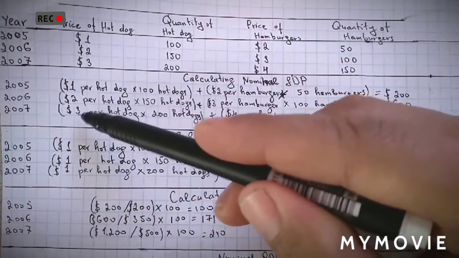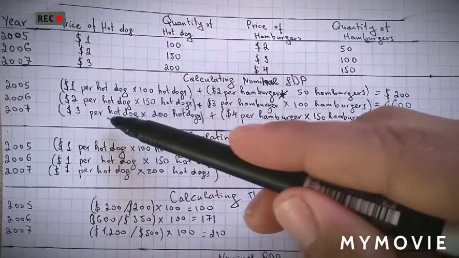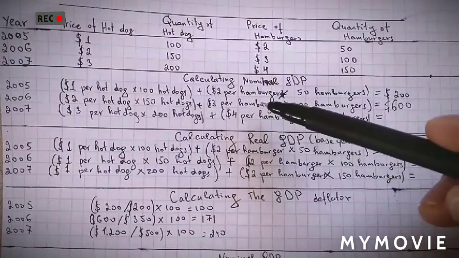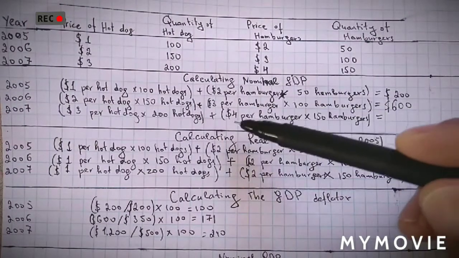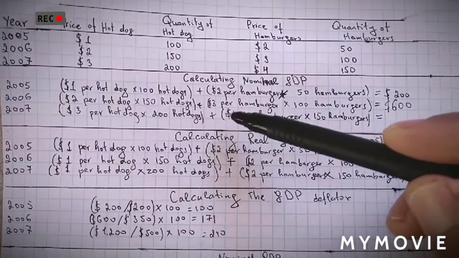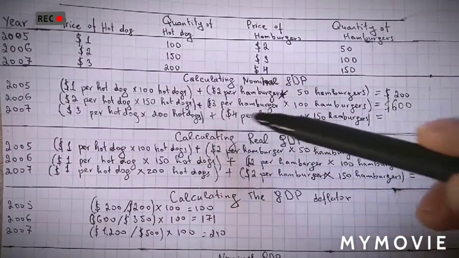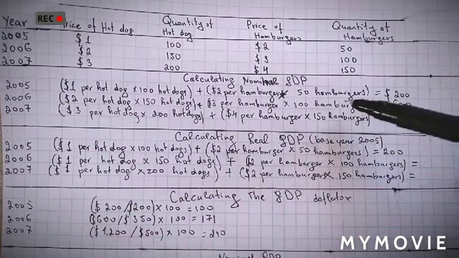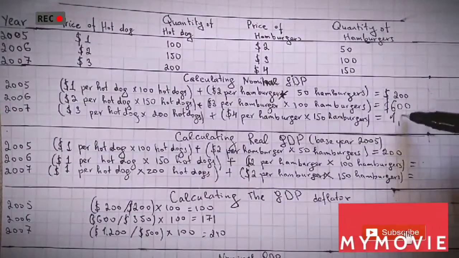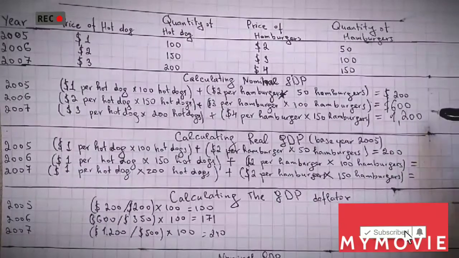In 2007, the price per hot dog has changed, and it is multiplied. The hamburger price has also changed, to $4. So after multiplying the quantities and adding, the result is $1,200.